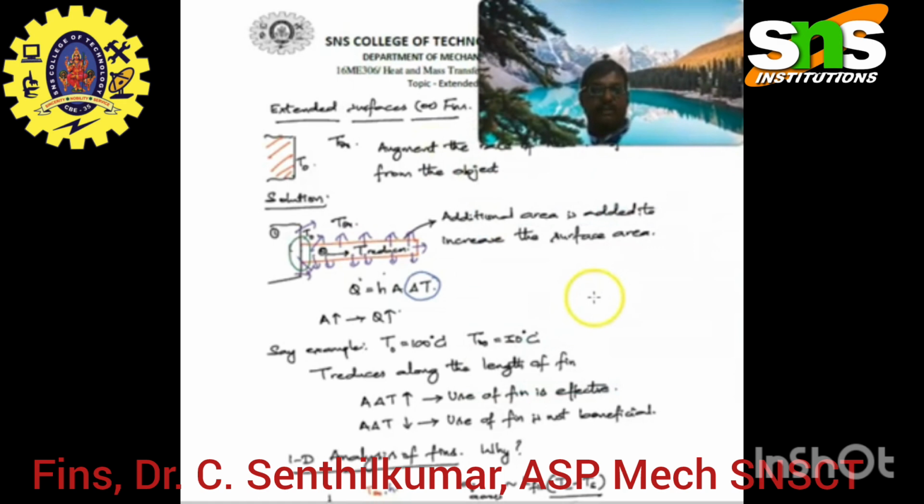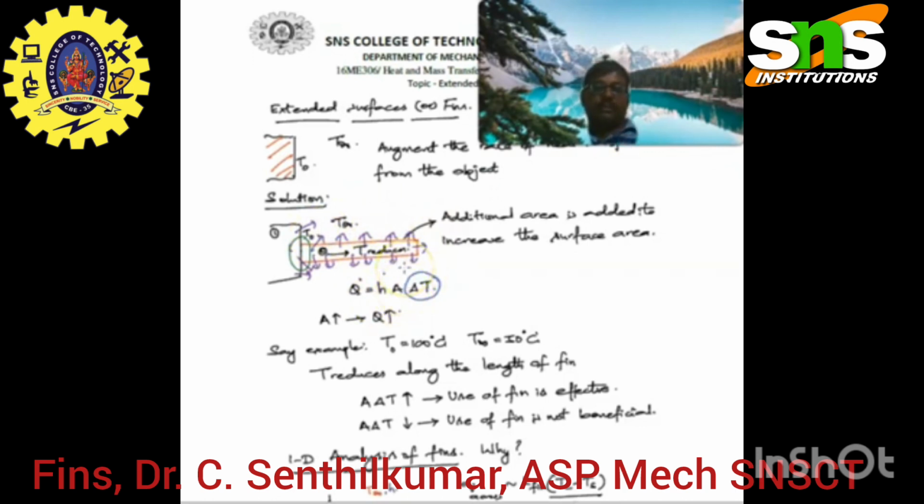That is very, very important. The additional area is added to the increased surface area. We know Newton's law of cooling, Q equal to hA delta T, where if area increases, heat transfer also increases. So as we discussed, we can see here the heat dissipation to the surroundings throughout the circumference of the fin. This is a circular fin.